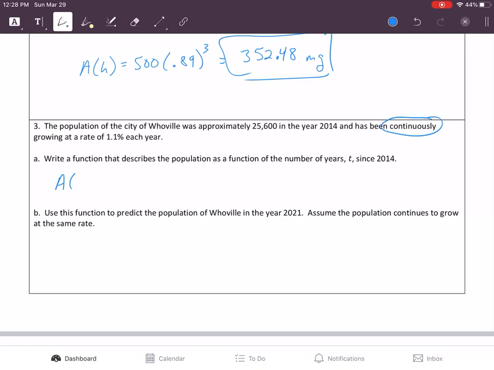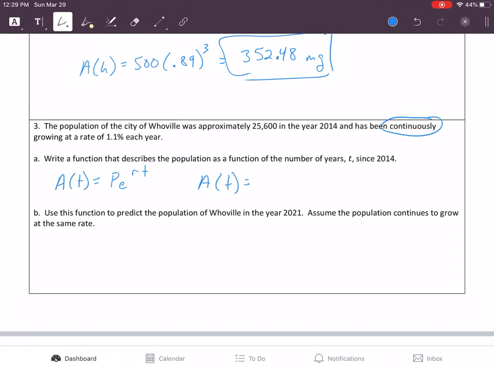Again, A of t is equal to the principal, and because it's continuous, it's going to be that e value, and then our rate is going to be r to the t power, or rather, it's e to the power of r times t. There we go, that's what I meant to say. Now all we have to do is figure out all those pieces and put them in place. So we have A of t.